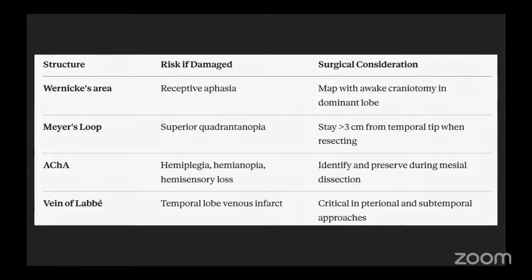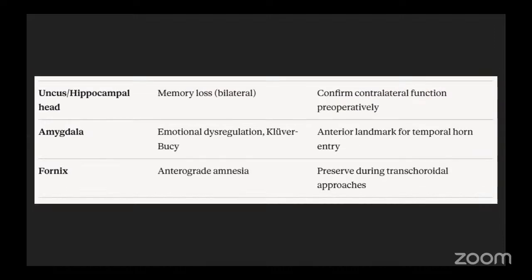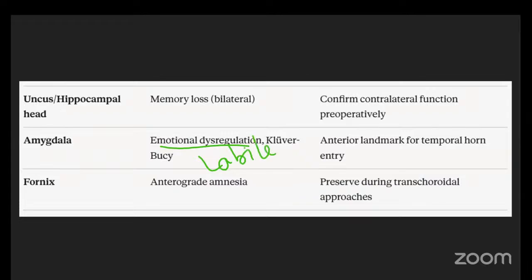Then we have vein of Labbé. We know that it's going to cause temporal lobe venous infarct, and it's very critical during the retraction and during the transsylvian and the subtemporal approaches. Uncus and hippocampus is straightforward. Memory loss is going to be there. For amygdala, the patient is going to be emotionally labile. This means the patient is going to be emotionally unstable with very intense reactions at times, and at times no reactions at all. And this is used as the landmark for entry into the temporal horn.